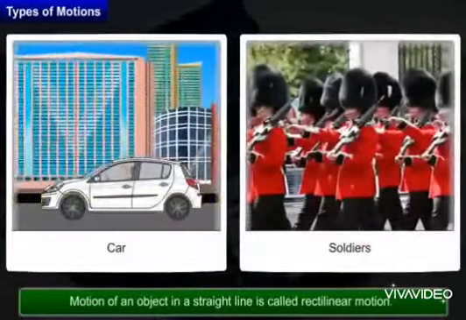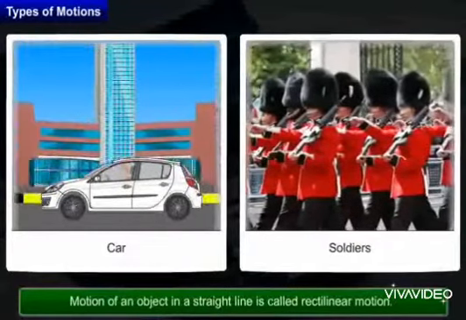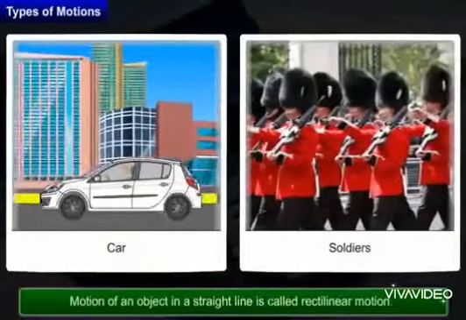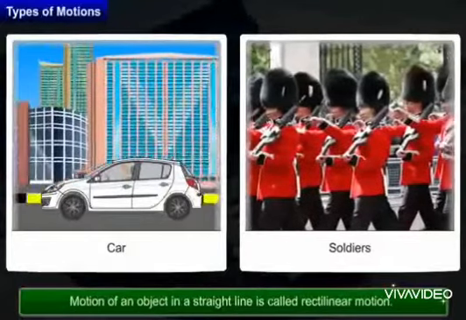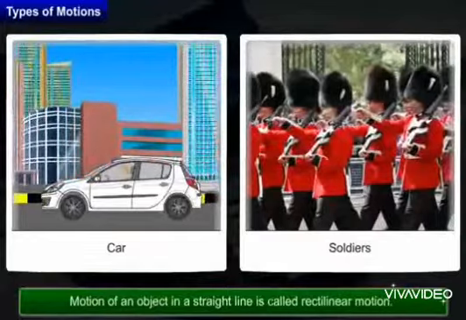Motion of an object in a straight line is called rectilinear motion. Motion of a vehicle on a straight road and the march past of soldiers in a parade are some examples of rectilinear motion.